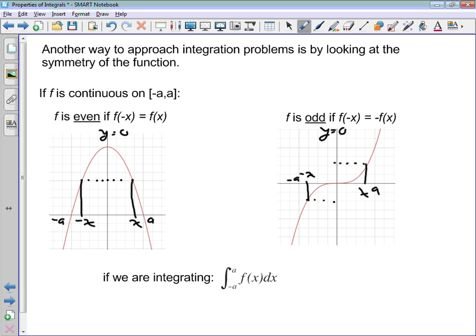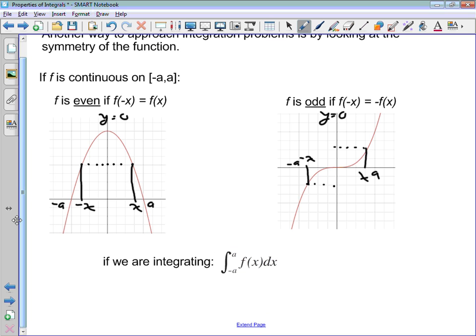What if we want to do an integral? Okay, let's say we are integrating this function from negative a to a. Well, let's just think about it in terms of the area underneath the curve. If we look at this even function in terms of the area that we want, we can divide it nicely in half. We've got the area from negative a to 0, and then the area from 0 to a. Those two areas are exactly the same shape and exactly the same size. And they're both above the x-axis, so they're both positive areas.